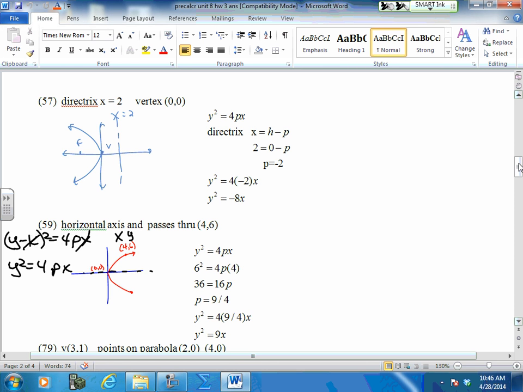So put your y in here. Put your x in here. Now solve for your P. And once you solve for P, plug it back in so that you can find your equation. You need to give me the equation that you would begin with.